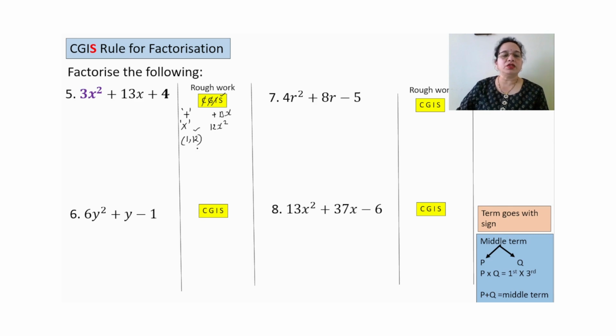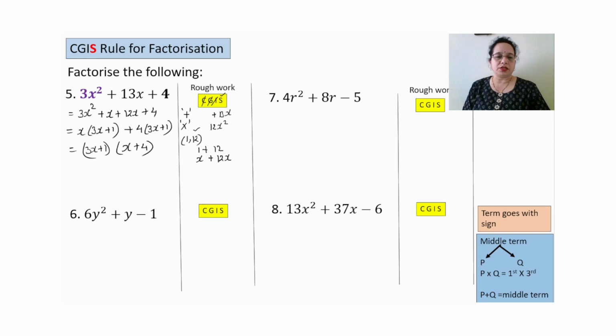So this is the correct one since your middle term is positive. So this will be 1 plus 12 and with the variable this will become x plus 12x. So we will write down over here 3x square plus x plus 12x plus 4. From the first two we will take x common. So what is left inside the bracket? 3x plus 1. And from the last two again you can take 4 common. So what is left? 3x plus 1. So now 3x plus 1 is common. So again what is left inside the bracket? x plus 4. So these are the two factors.